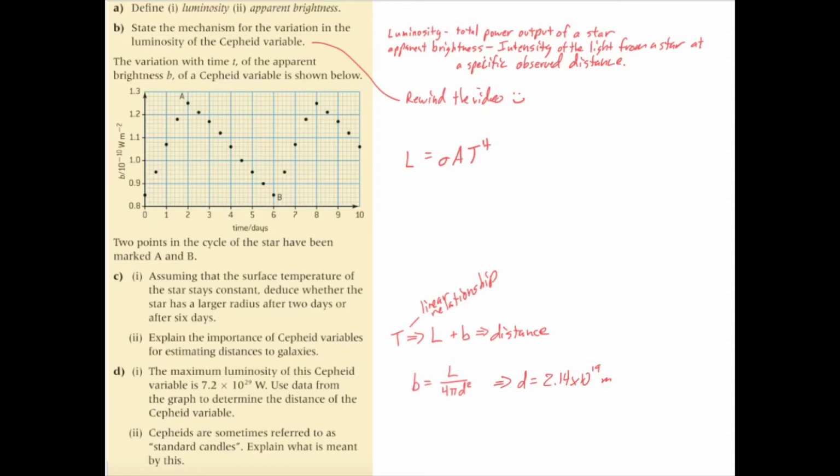State the mechanism for the variation in luminosity of the Cepheid variable. Please rewind the video and you can look at that. That was just the section right before this, the slide right before where I talked through the process. That's the mechanism that it goes through. Okay, so you can check that out.